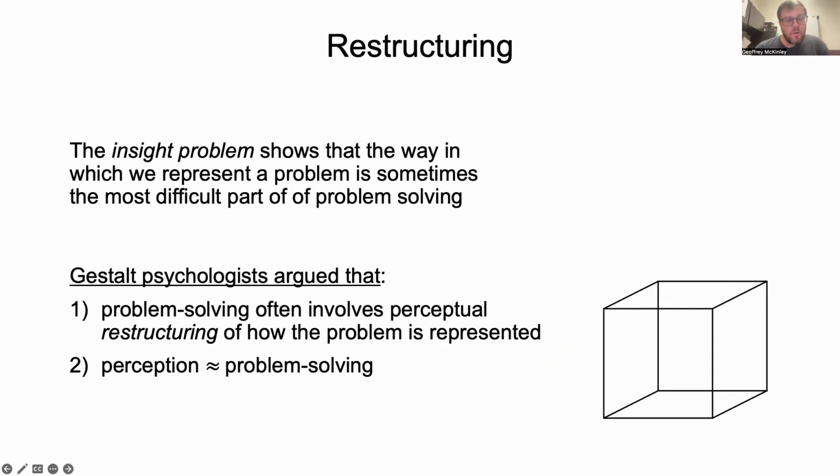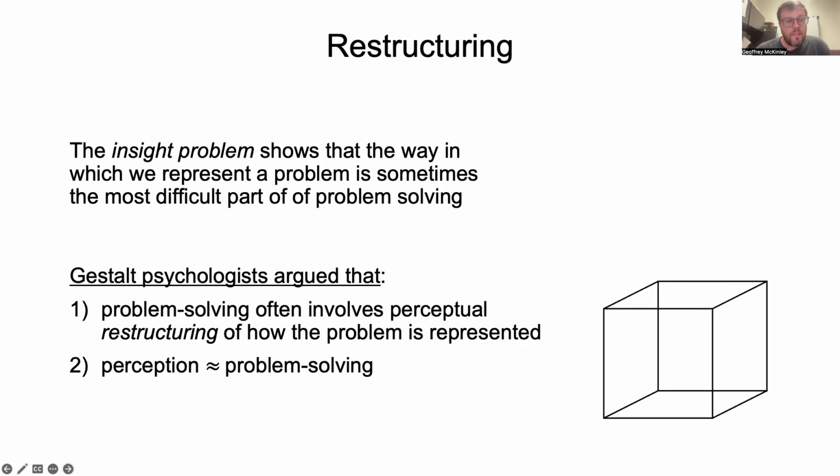And you can find these with insight problems. Insight problems are problems where the solution is not clear right away, but then at some point it just kind of hits you. The solution hits you. And so this is what we call restructuring. And restructuring is argued to be the most difficult part of problem solving.